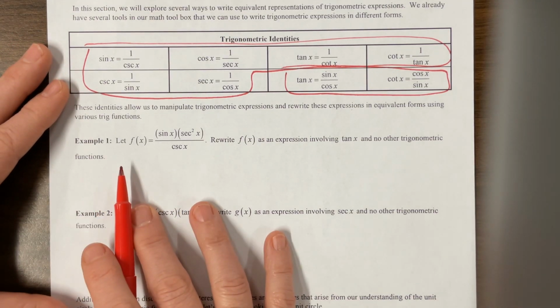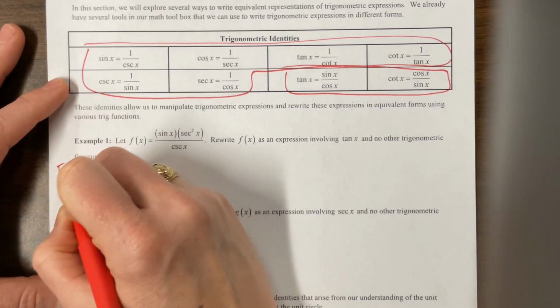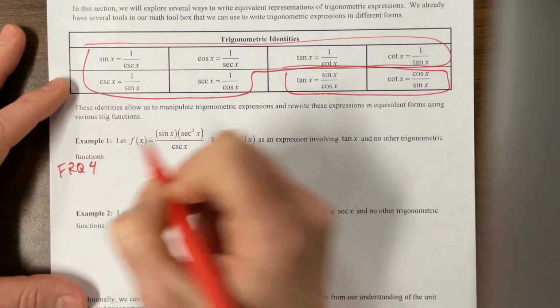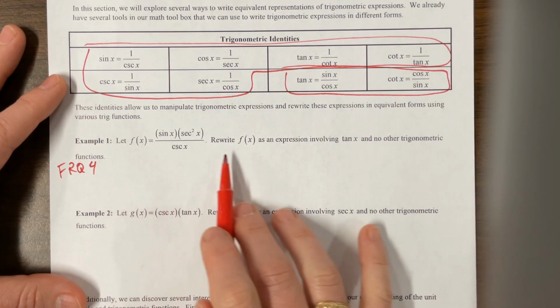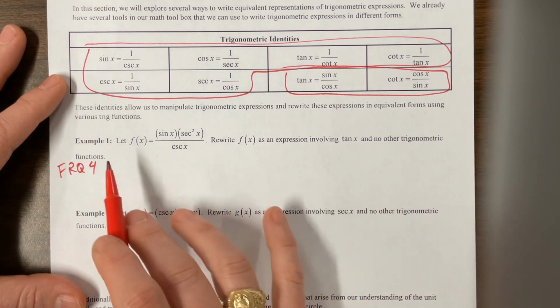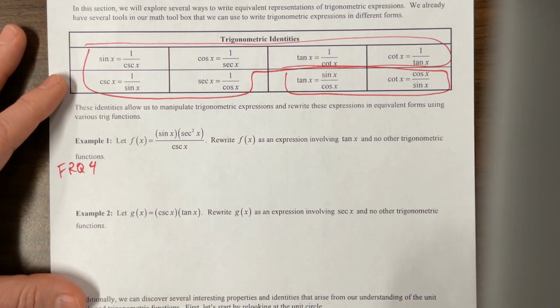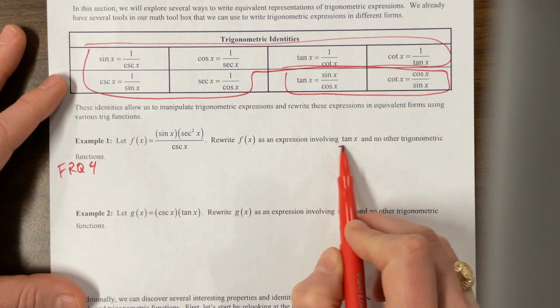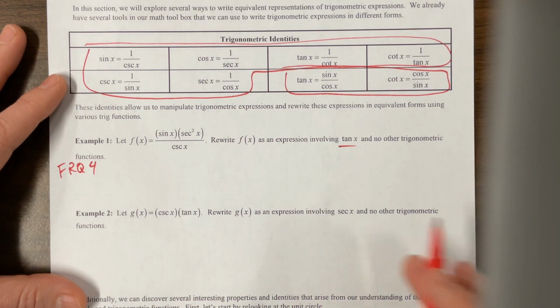But this looks just like what you would see in FRQ 4. They'll give you something and they'll tell you to rewrite it as an expression involving something, okay? So our goal here is to rewrite this so that it has tangent and no other trig functions.